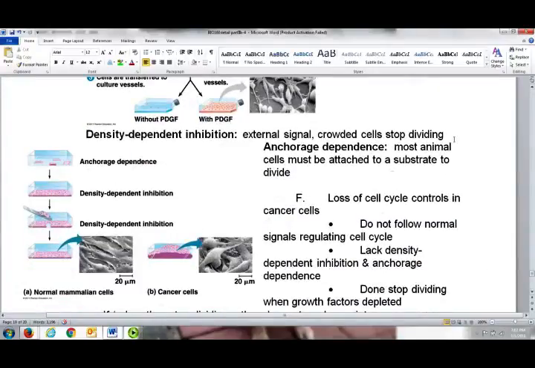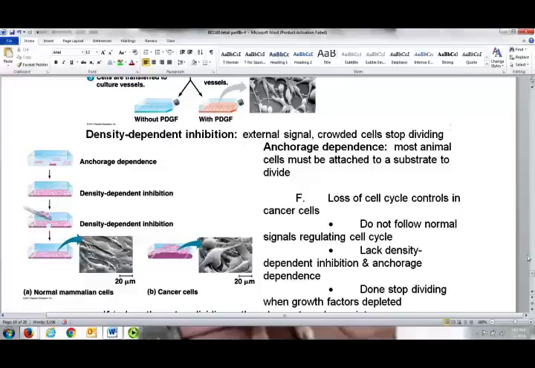So another thing that will control whether or not cells are dividing is density-dependent inhibition. This is an external signal when cells become too crowded to stop dividing. Another important regulatory mechanism is anchorage dependence. Most animal cells need to be attached to a substrate to divide. So if they don't have a home to attach to, they won't divide.